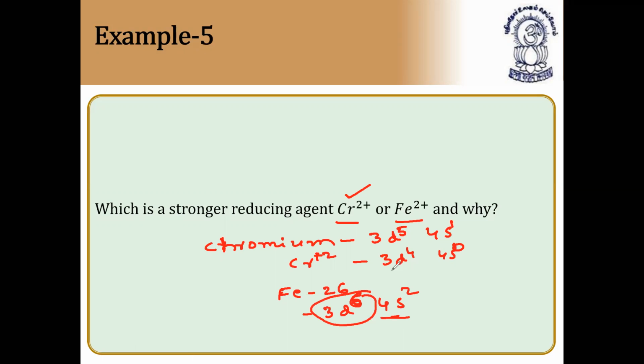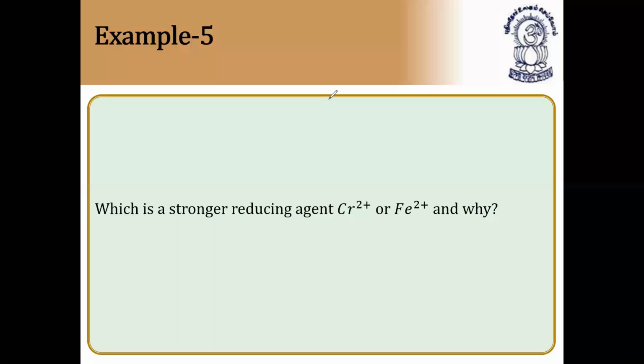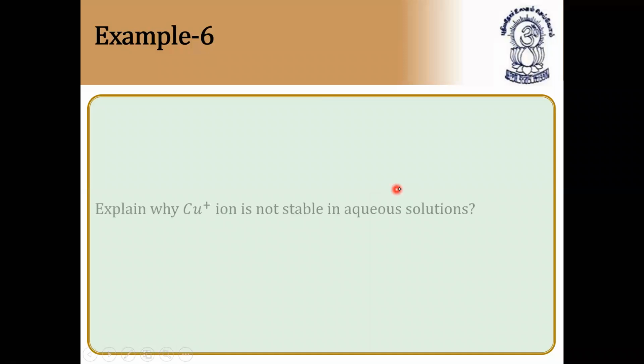So pairing is more when compared to this. This contains more unpaired electrons, and this contains fewer unpaired electrons. So that's why we can say this is 3d6 and 3d4. So that's why it is a stronger reducing agent than iron. So based on electron configuration only, we have all the values.